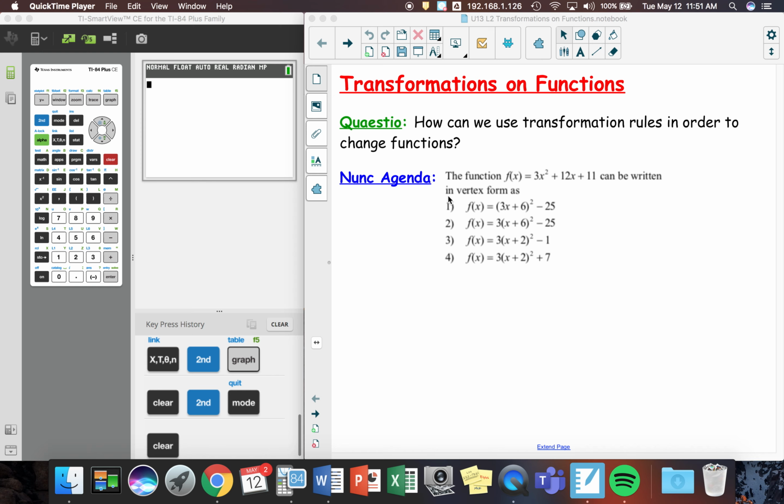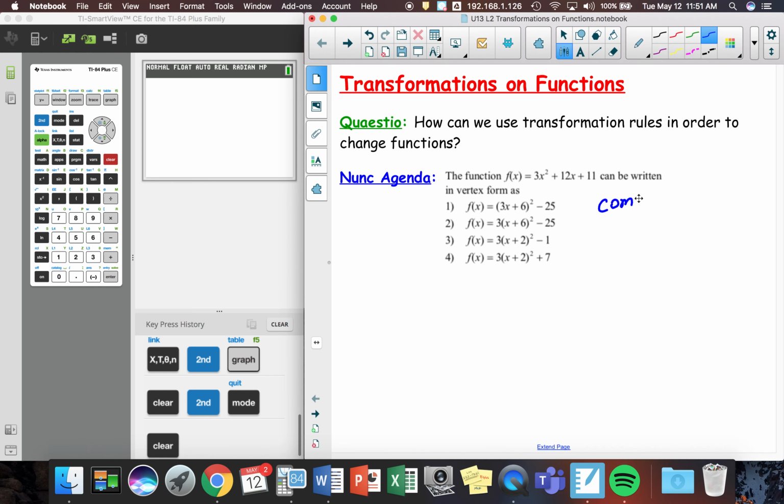So for the agenda, it says the function f of x is equal to 3x squared plus 12x plus 11 can be written in vertex form as one of these. There's a long way and there's a short way. The long way to do this is that you'd have to use completing the square. In order to use completing the square, you would need to isolate the variable and whatnot. There's a much easier way.